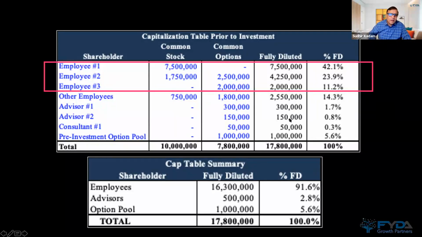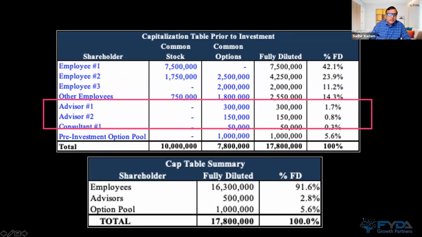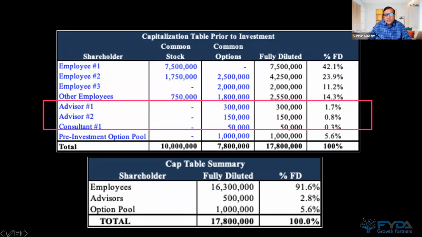Now, the second pool that you see over here, these are your advisors and consultants, because you will require a lot of support. You may not have all the technical knowledge. You might want to engage a machine learning expert, an AI expert, or a business strategy expert, a partnership expert. So usually you will engage them with these options. And that again is a matter of negotiation: how much you give them, and what percentage of your equity it will be.